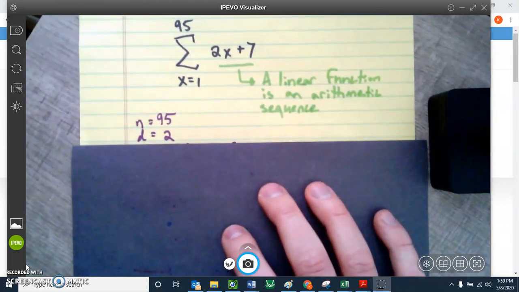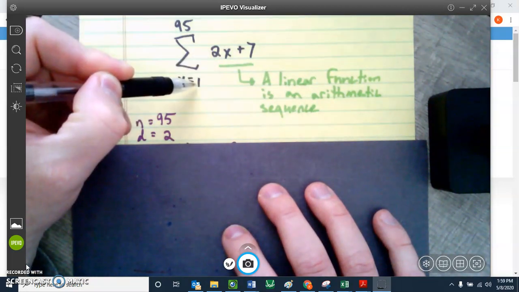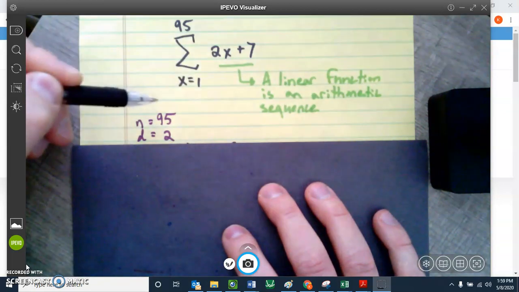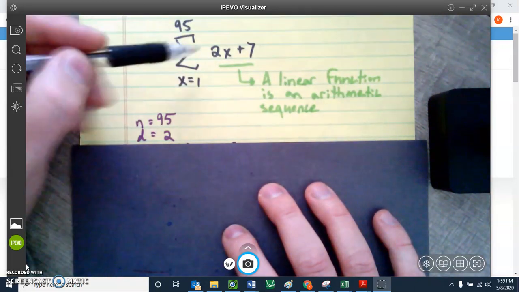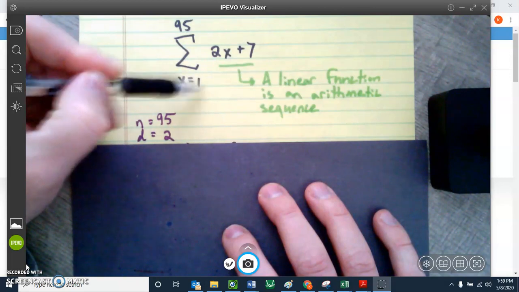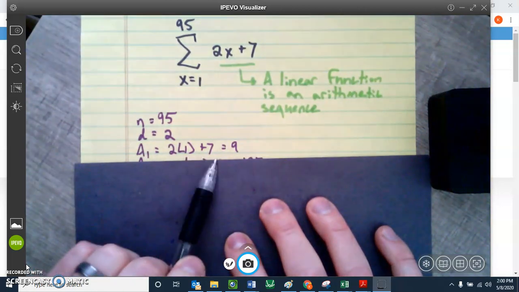To find a sub 1, the first term of our sequence, we plug in the lower limit of summation in here. It's a 1 here because it's the first term, but sometimes it's not going to be a 1. It's called a partial sum when we start somewhere in the middle and add just some of the terms. So I'm going to plug in the lower limit to find a sub 1. I plug in a 1, 2 times 1 plus 7 is 9.